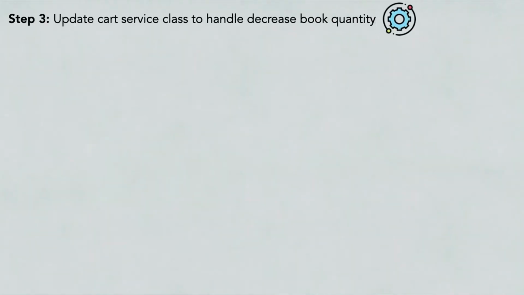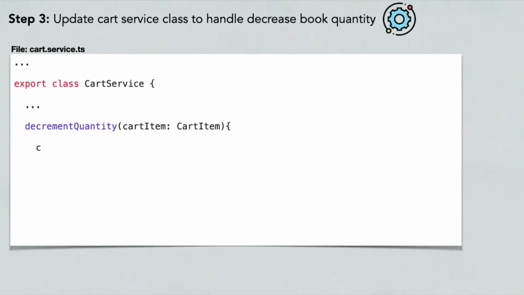And the third step is to update the cart service class to handle decreasing book quantity. So within the cart.service.ts file, we are going to define the decrement quantity method by receiving the cart item. This cart item contains the quantity, so we're going to decrement it by 1, and then we're going to call the calculate total price method to update the cart status.